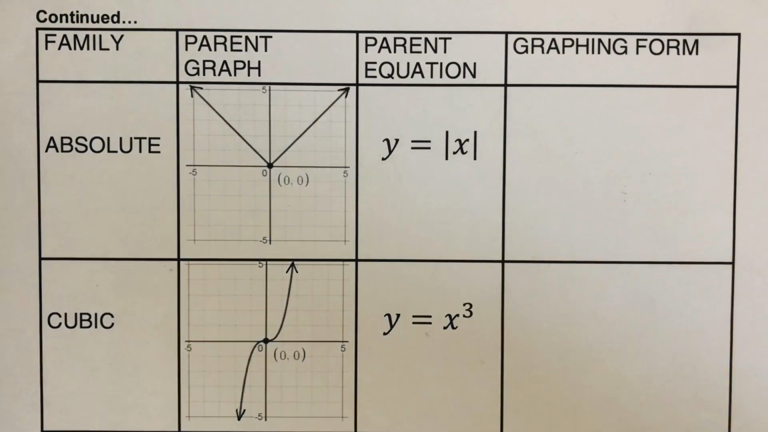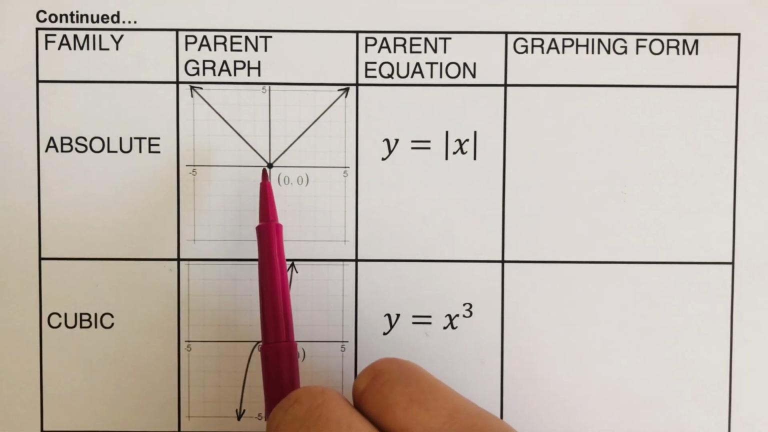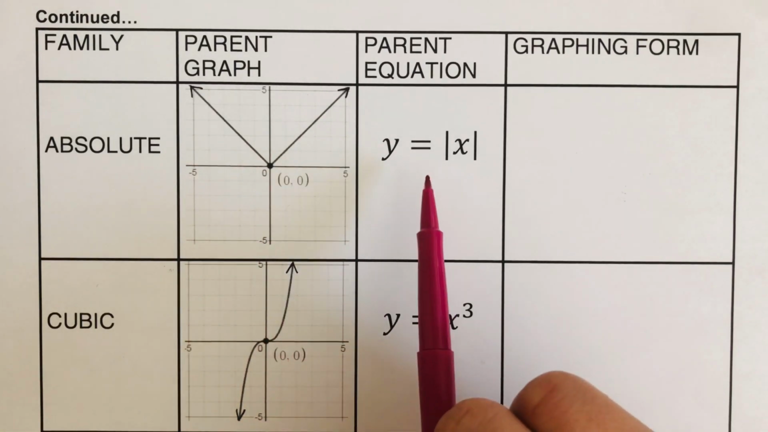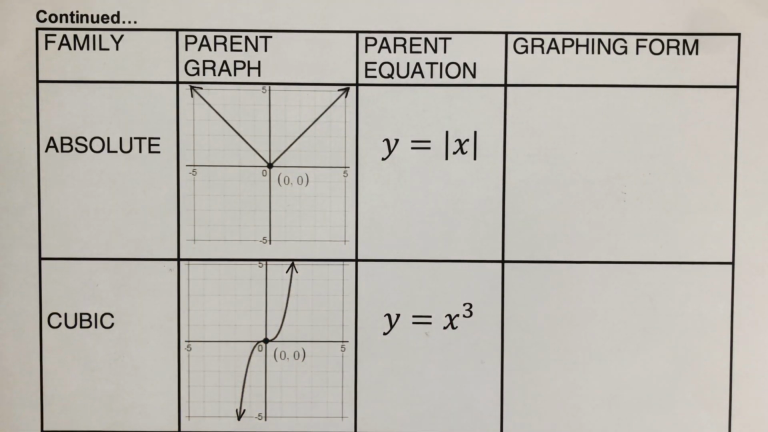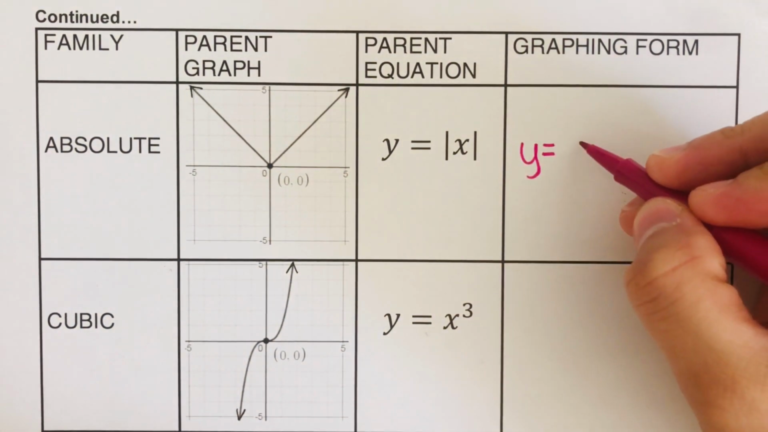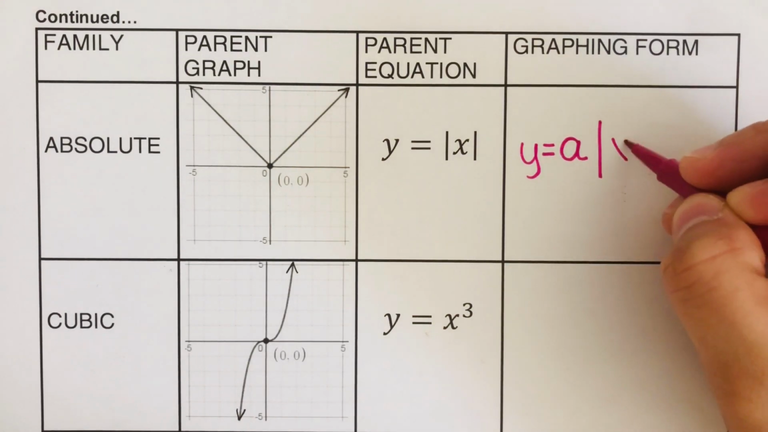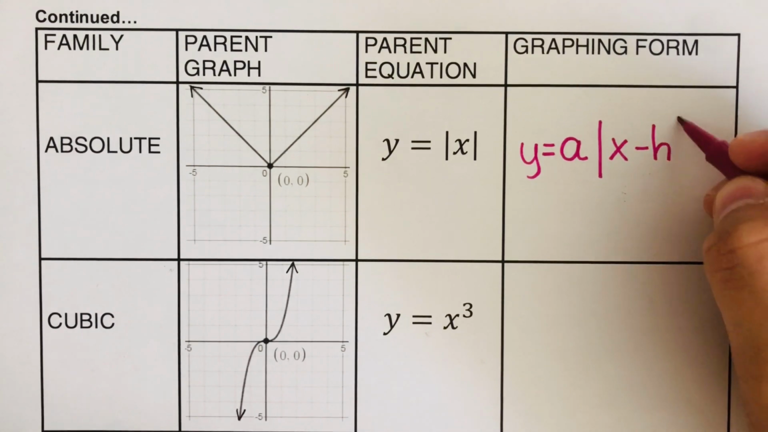Okay, so we go over the problem here. This is absolute value function here. This is the parent graph. It's like a letter V. This is the parent equation. Again, remember the h goes with the x. So then we can go ahead and write y equals, there's always going to be a in front, which is the vertical stretch. So that would be a absolute value of x minus h plus k.